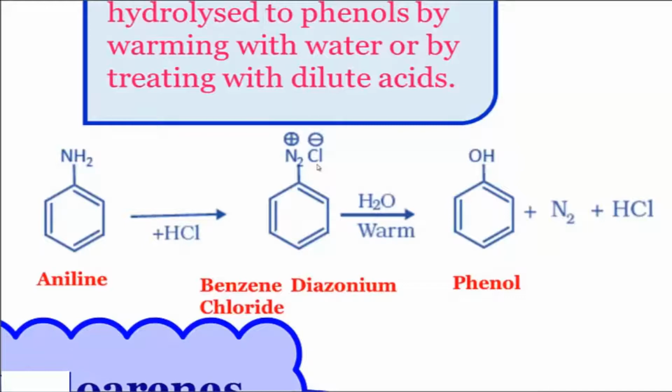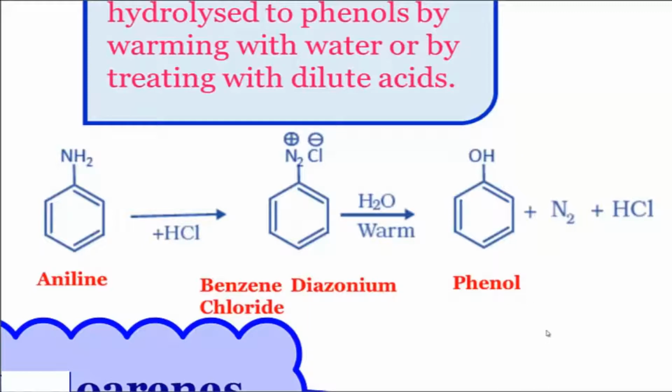Therefore, we call it benzene diazonium chloride. Molecular formula will be C6H5N2Cl. Warming with water or the same can be done even with dilute acid. Then what happens is that we will land up in the formation of phenol. In the process, N2 gets liberated. Hydrogen will link with the Cl and comes out as HCl. Thus we obtained the formation of phenol.